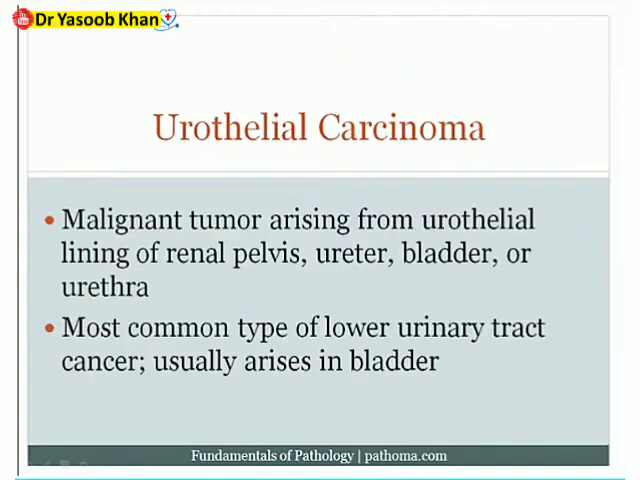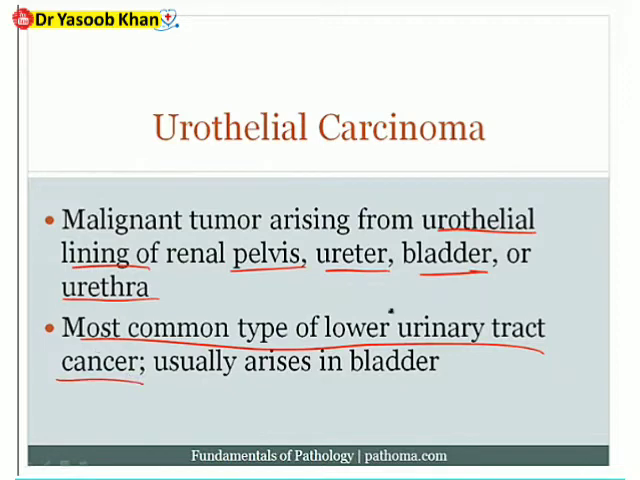Now, as far as urothelial carcinoma is concerned, this is a malignant tumor that arises from the urothelial lining of the lower urinary tract, so the pelvis, the ureter, the bladder, or the urethra. Now remember that the normal lining of the entire lower urinary tract is actually urothelial, and so therefore this is the most common type of lower urinary tract cancer. The most common location within the lower tract is going to be the bladder.